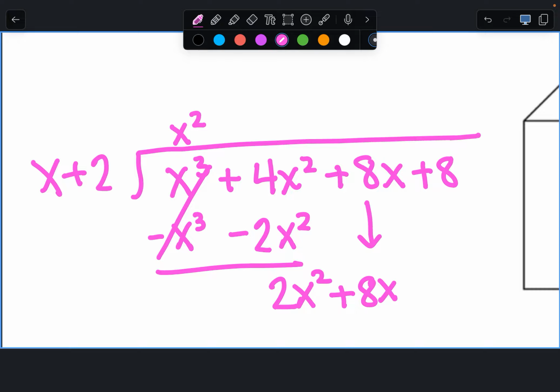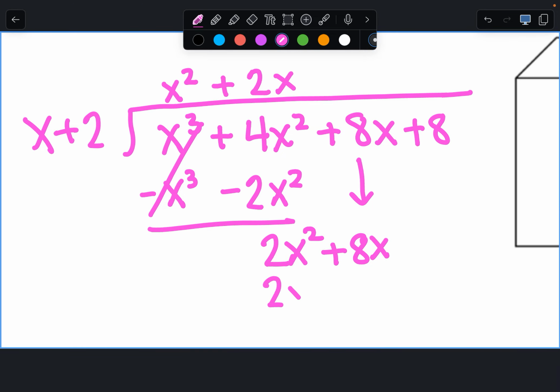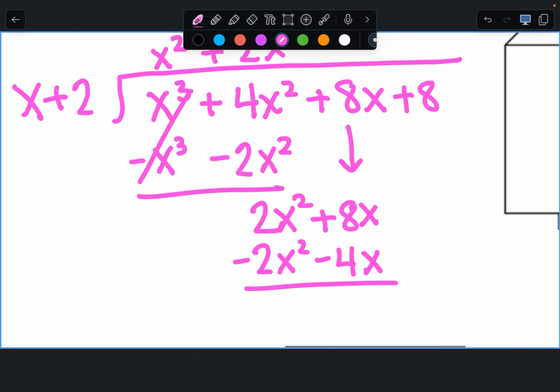Ready? X times what is 2x squared? 2x. So 2x times x, 2x squared. 2x times 2, 4x. All right. Change them both to opposite. Minus, minus. The first one cancels out. 8x minus 4x is 4x. Bring down your plus 8.